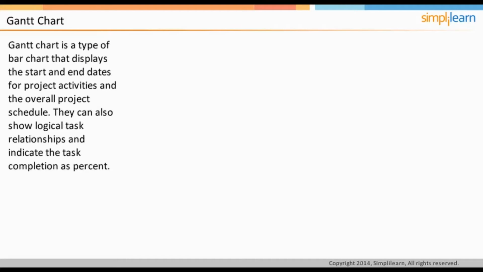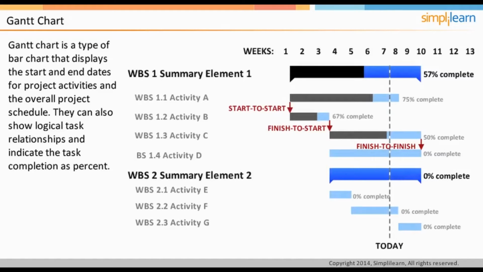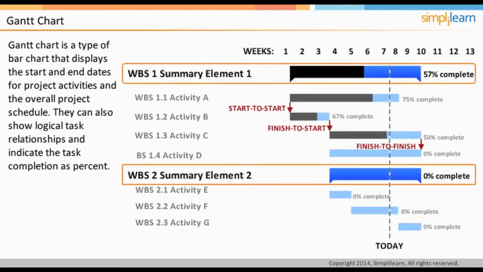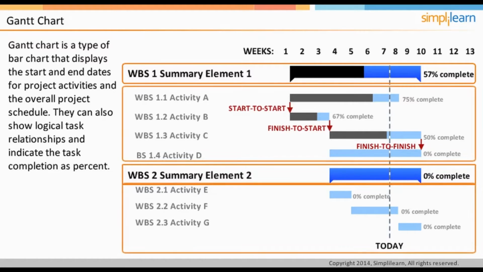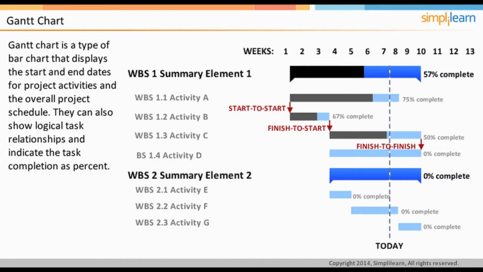Gantt chart is a type of bar chart that illustrates a project schedule. It shows the dependencies between the project activities as well as their percent completion. A sample Gantt chart is shown on the screen. 2 summary elements of the work breakdown structure are depicted. To complete those elements, there are a number of activities under them. Some of these activities have dependencies.